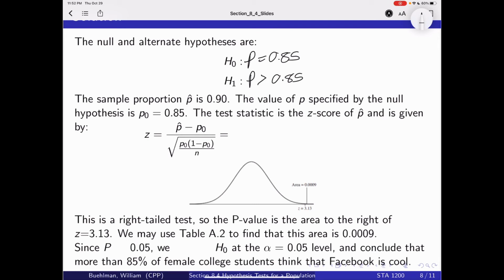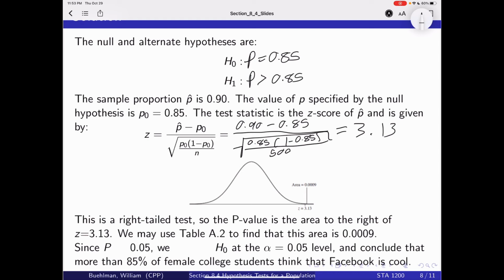The sample proportion p hat was 0.90. The value of p specified by the null hypothesis was, as said earlier, 0.85. The test statistic is the z-score of p hat, which is given by z equals 0.90 minus 0.85 divided by the square root of 0.85 times 1 minus 0.85 over 500, which is equal to 3.13.